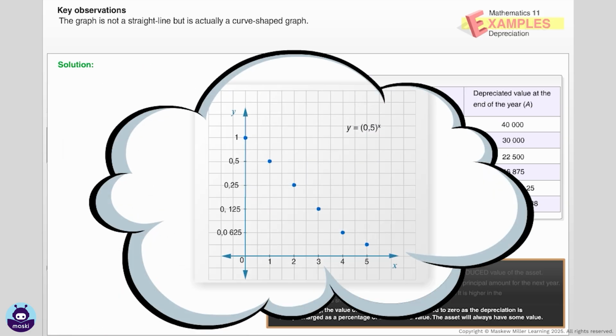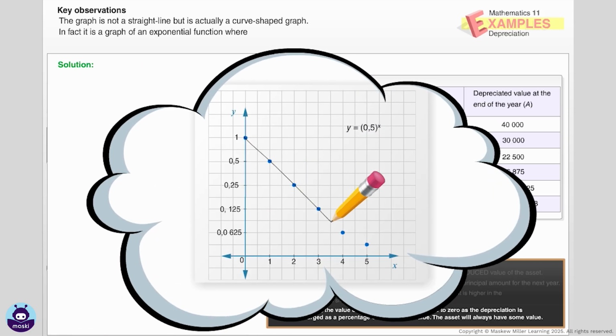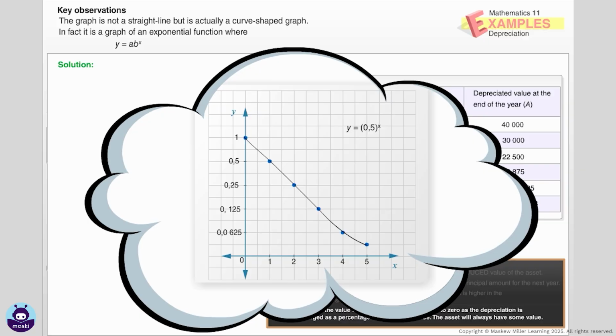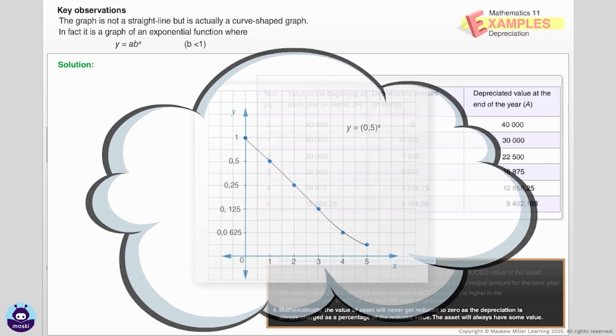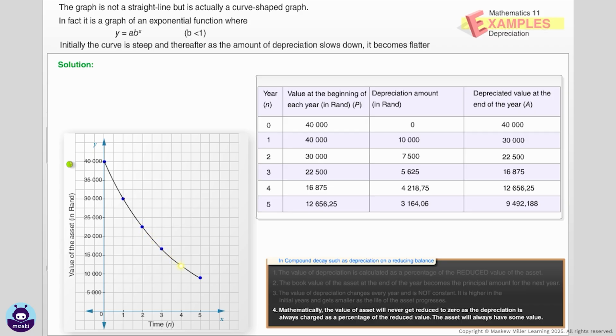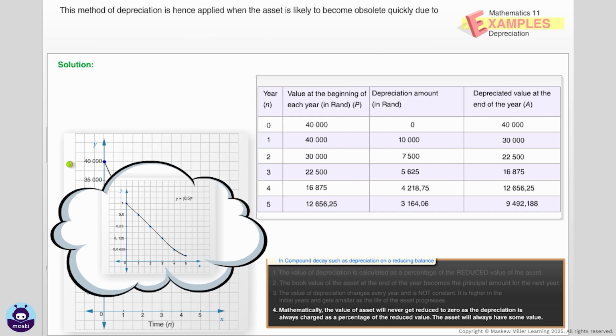Key observations. The graph is not a straight line, but is actually a curve-shaped graph. It is a graph of an exponential function, where y equals a times b to the power of x, where b is less than 1. Initially, the curve is steep, and thereafter, as the amount of depreciation slows down, it becomes flatter.